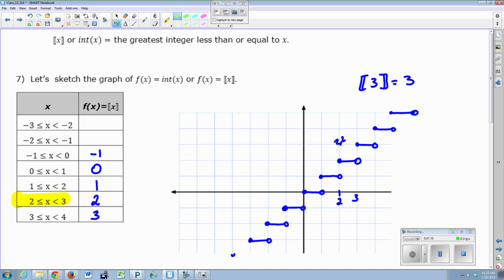Okay, same format. This is a graph of f of x equals the greatest integer of x, and you can write it with either symbol. So it's a little different graph. It has lots of jumps and holes in it.